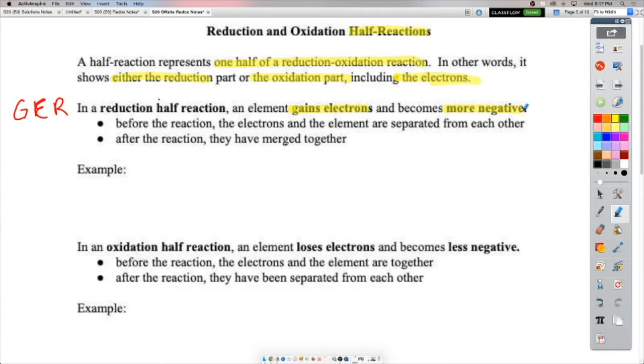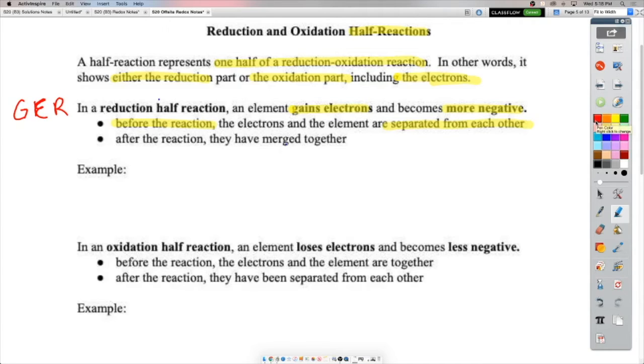Well, I think of a half reaction as kind of telling the story of what happened to just one character in a reaction, right? A whole reaction tells a story. A half reaction just says what happened to this character, okay? So when we talk about characters, we're really talking about chemicals, right, or elements, okay? So in a reduction half reaction, what's the story? Well, it started out without electrons, right? It didn't have the electrons in it. So before the reaction, the electrons are shown as separated from the element. So you can actually look and see both of them. They're two different things. They're not together as one, okay?